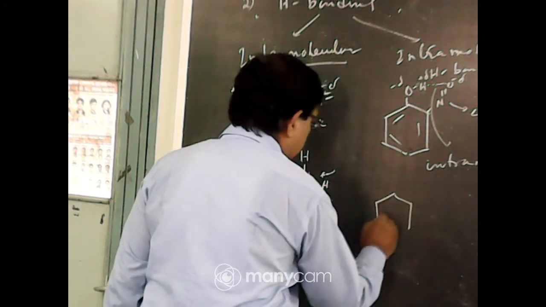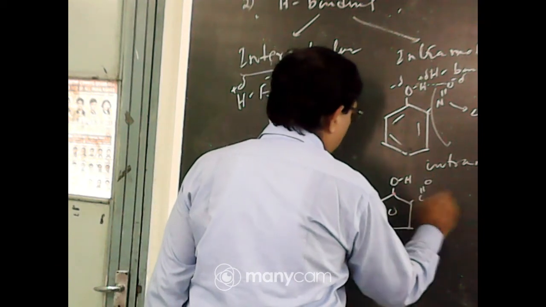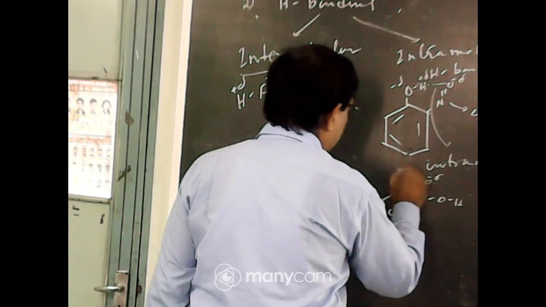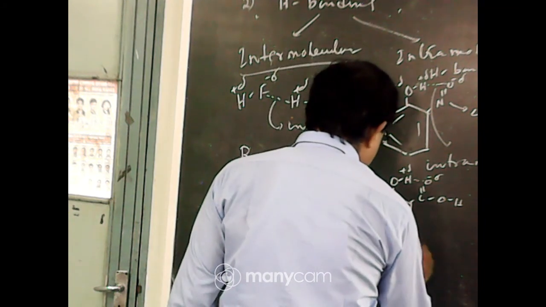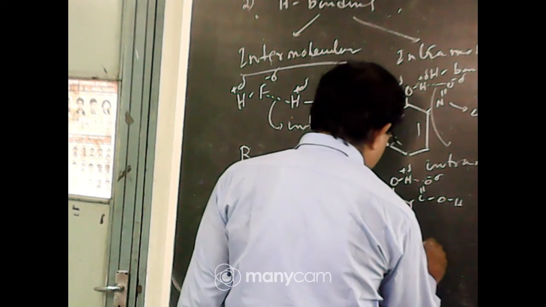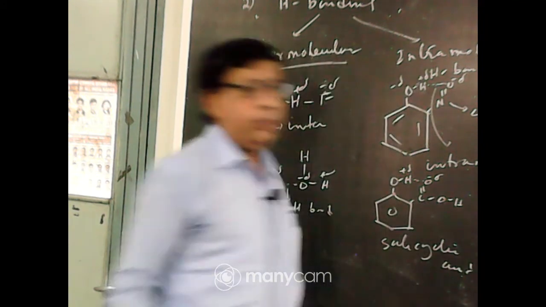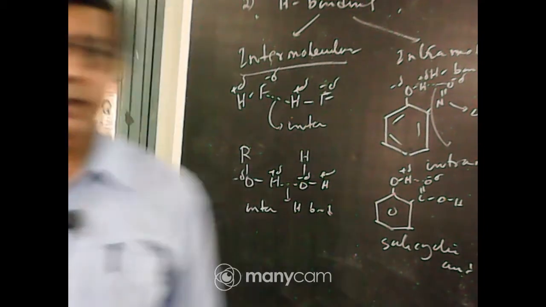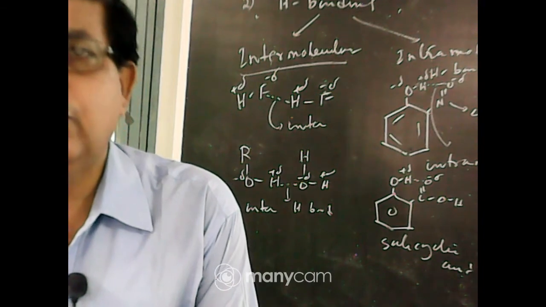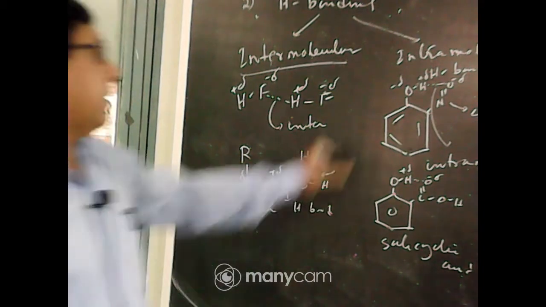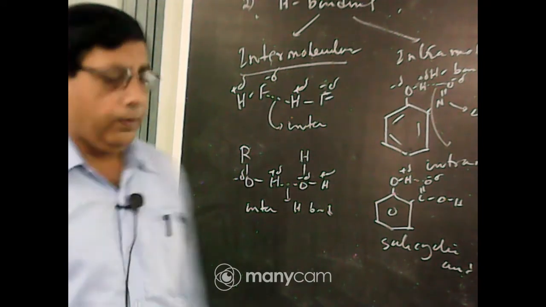Say salicylic acid, benzene ring, OH, COOH, here negative, here positive. This is called salicylic acid, orthohydroxybenzoic acid. So in this type of molecule, the intramolecular hydrogen bond is formed if two groups are present on the benzene ring in ortho position, that is adjacent position. Then only intramolecular hydrogen bonding is formed.